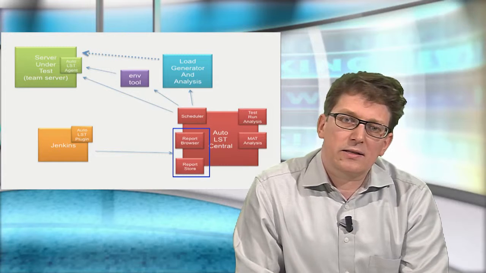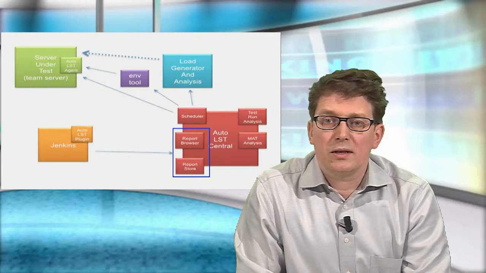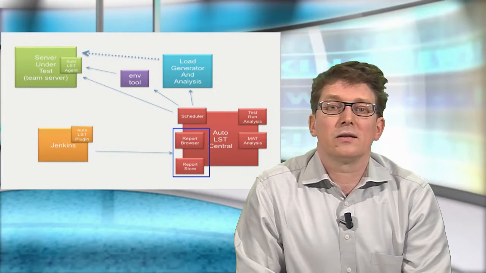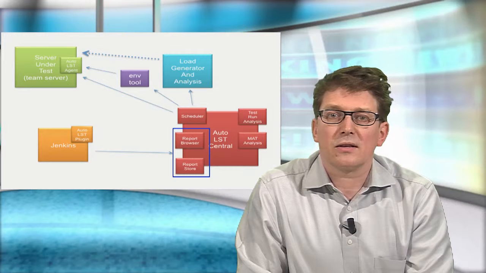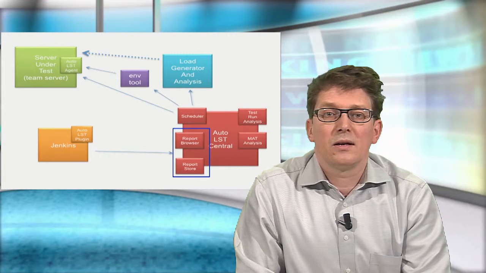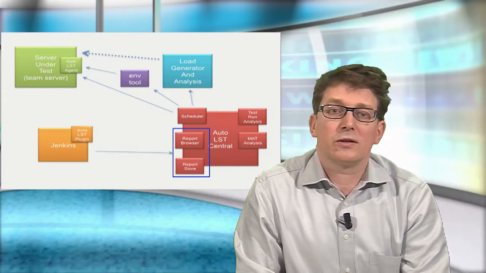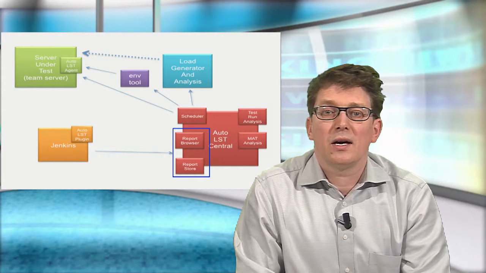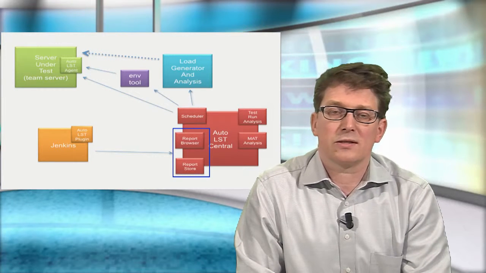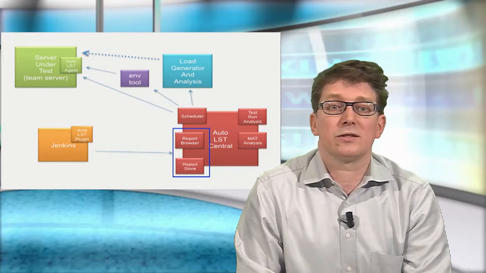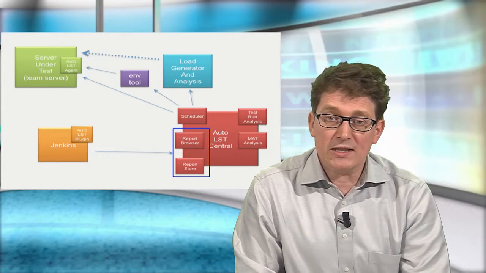When Jenkins asks the Auto LST Central for a load test to be run, the Auto LST Central will run the scheduler and start the load test. The load test is started at the load generator. And the scheduler will ask the environment tool to restart the server, do the heap dumps, and it will talk to the Auto LST agent on the server under test to accomplish other tasks, such as collecting the data after the test has finished.